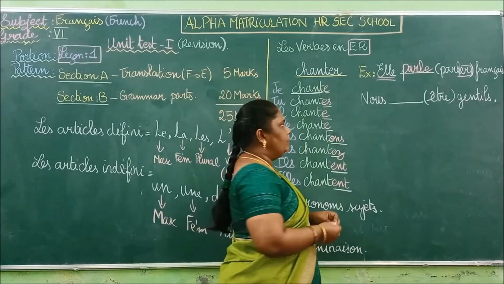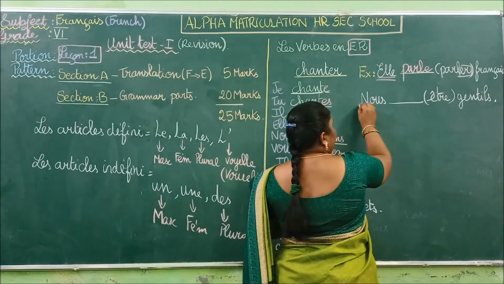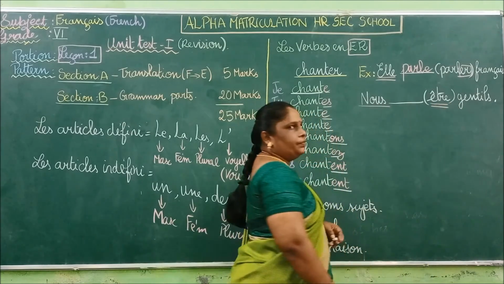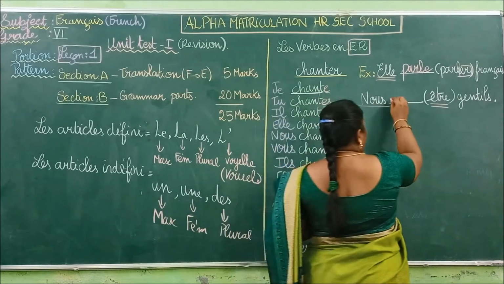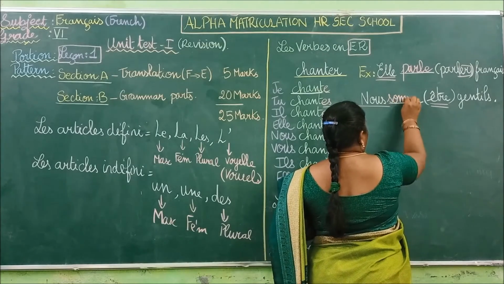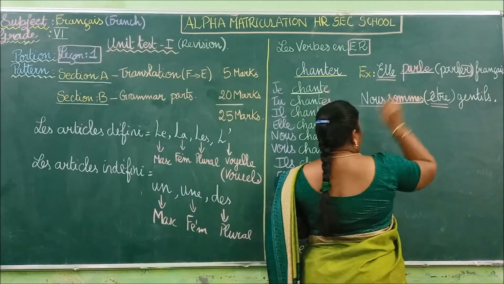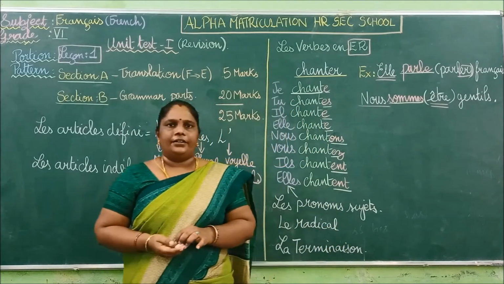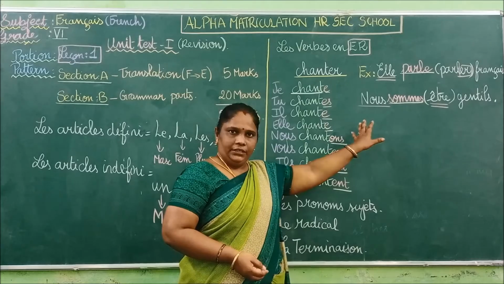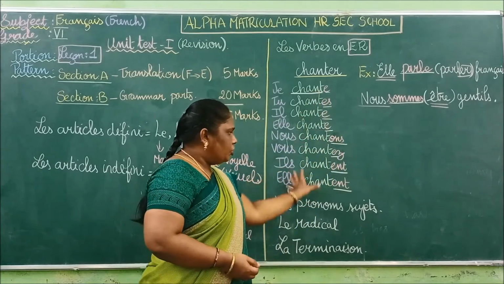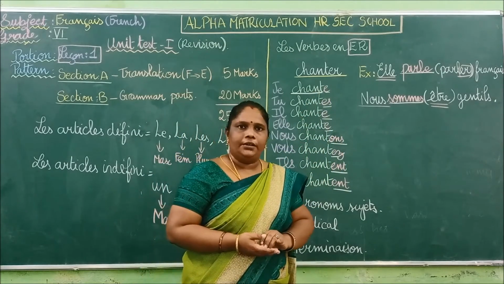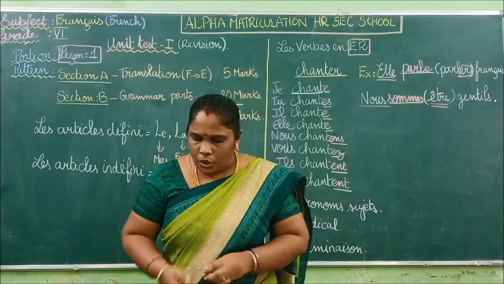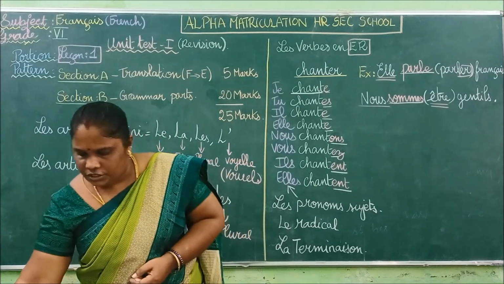So here you have the subject nous. So what will we add for nous in present tense? The answer will be nous sommes. So, nous sommes gentils. We are kind. So you have examples like this. We have to follow the grammar part that we learned to write the proper verb in present tense. So I hope it is clear for this.